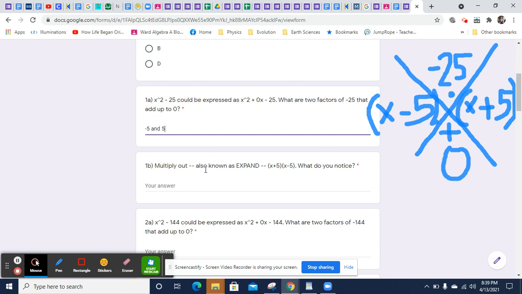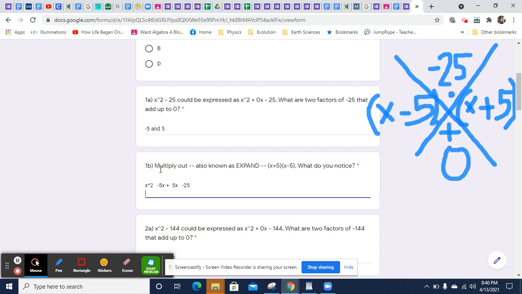Okay, now we're going to multiply out. This is also known as expanding. Oh, x plus 5 times x minus 5. That's the same thing as this, just in a different order. Well, so it seems like those might match up, and let's make sure. Let's prove it. So I'm going to start off by doing x times x, so x squared. Then I'm going to do negative 5 times x, so negative 5x. Then x times 5, so that's 5x. And then 5 times negative 5, which will be negative 25. I can put all that together, put a plus here.